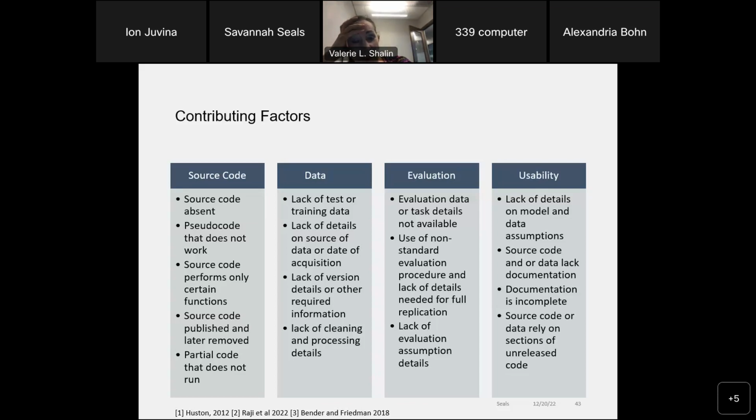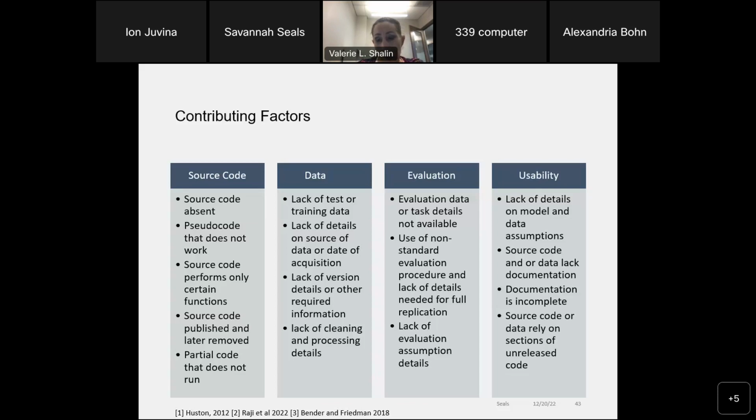We processed the data and did something to it, and we didn't tell you exactly what. Even if I have the perfect data set, I can't reproduce what you did because you didn't tell me how you cleaned and processed it. Evaluation data or task details are not available. We use non-standard evaluation procedures and did not provide details about how to replicate them. We're not telling you about other implicit assumptions we're making about the evaluation of the model.